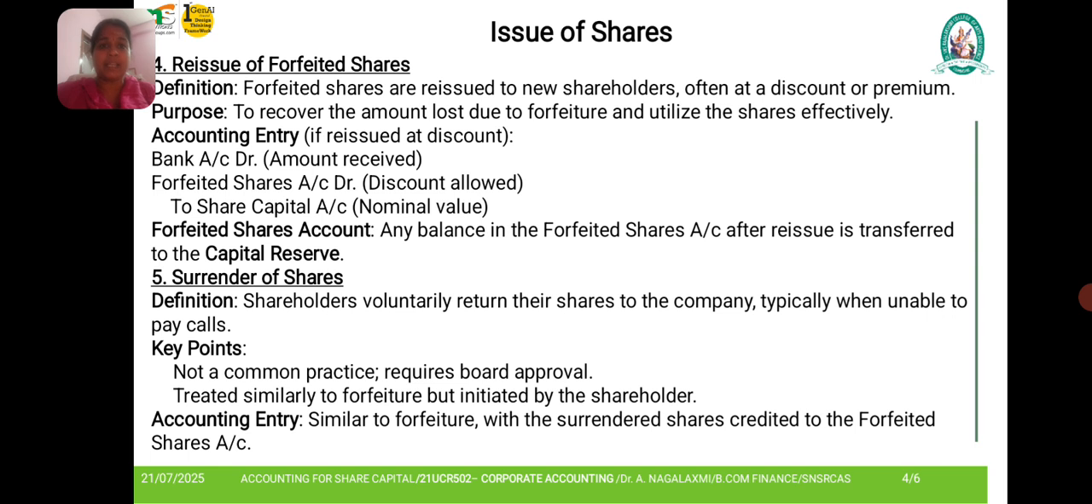Now we are going to see the next concept, surrender of shares. What is meant by surrender? Shareholders voluntarily return their shares to the company, typically when unable to pay calls. For example, take the same case of a person holding 1000 shares who paid application money, got the allotment of shares, and paid the first call money. But if he met a loss and is not in a condition to pay the second call or the final call amount, he voluntarily comes to the company and returns those shares because of his inability to make the payment. That is surrender of shares.